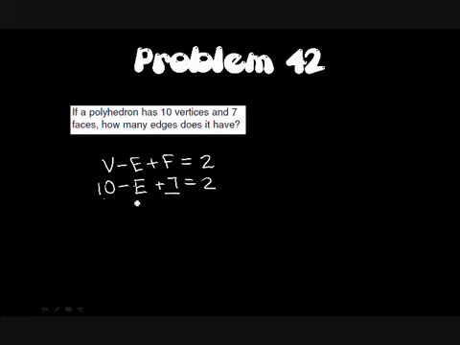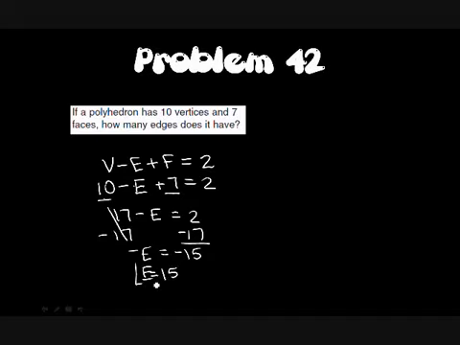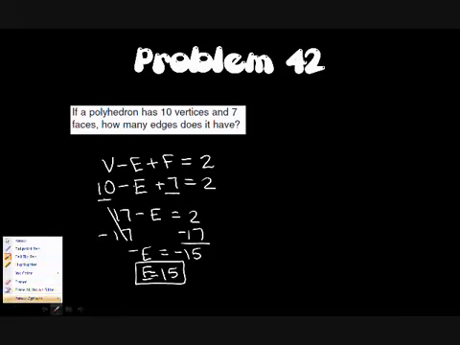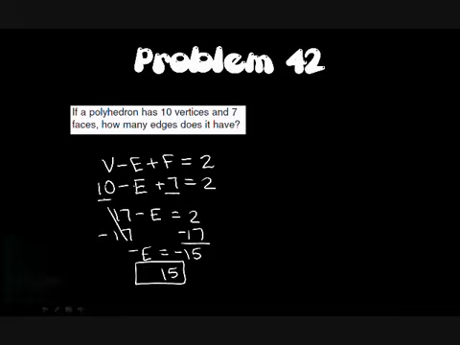Okay, so 10 and 7 combine to give us 17. I'm going to subtract 17 from both sides. And so E is going to be positive 15. So that means that if you have that icosahedron, you have 10 vertices and 7 faces, the vertices are the corners. So there's 10 of these and 7 of these, and so the number of edges that you have is 15. So that's what it's saying.